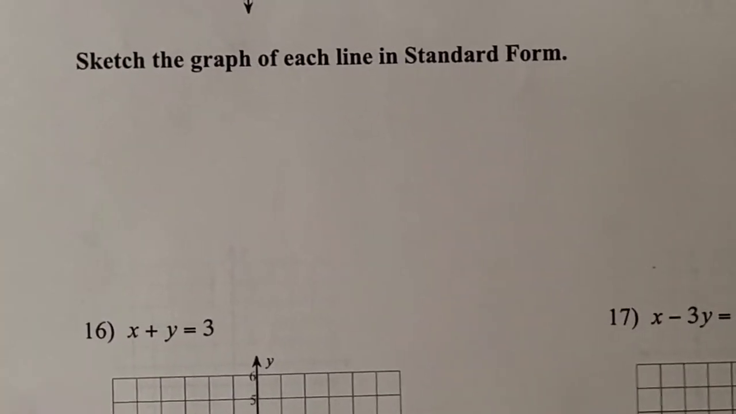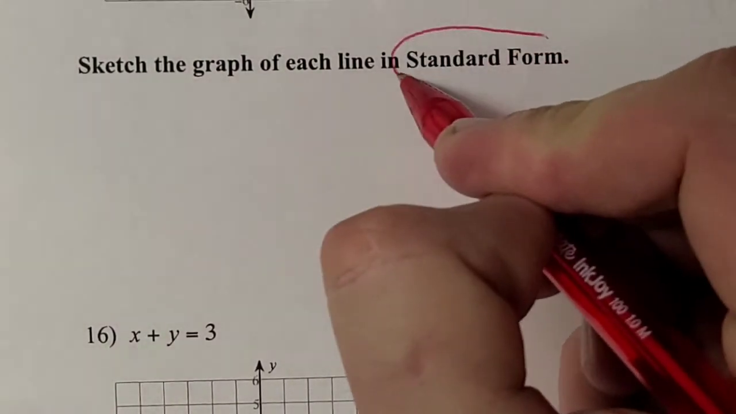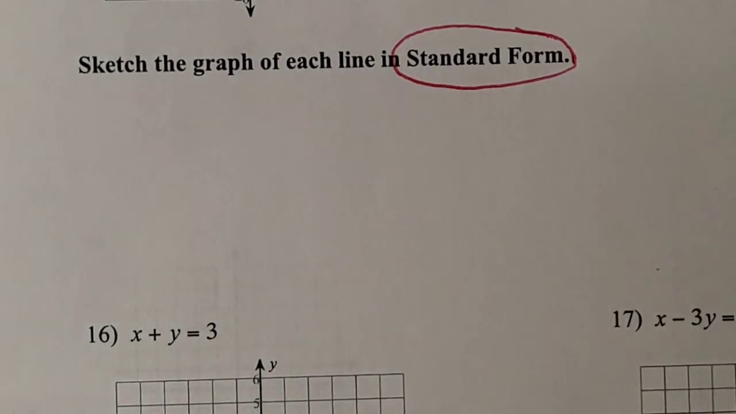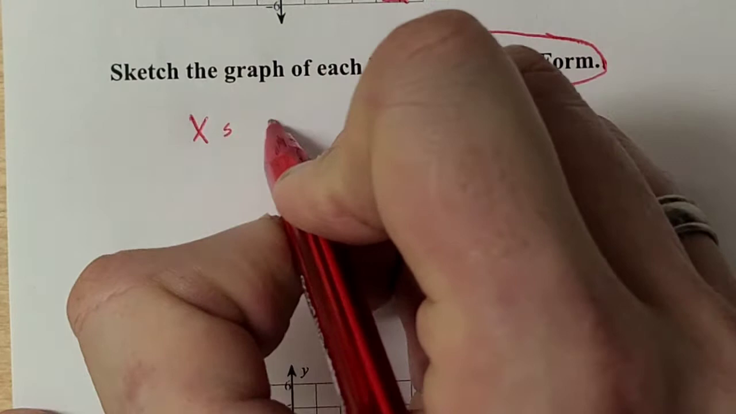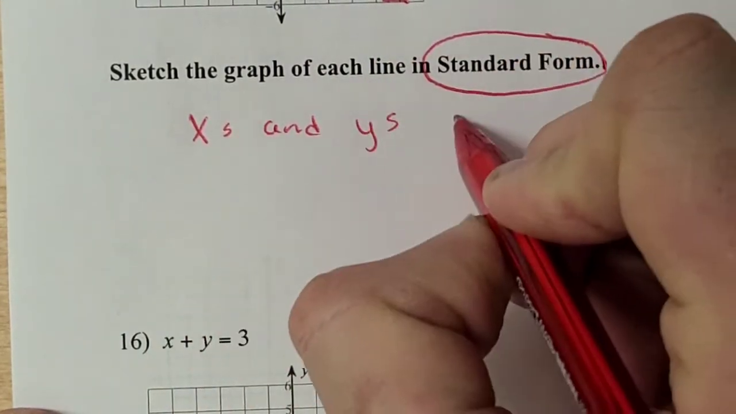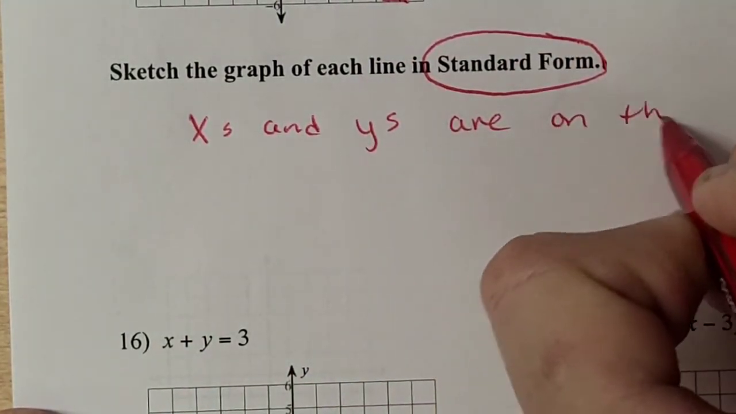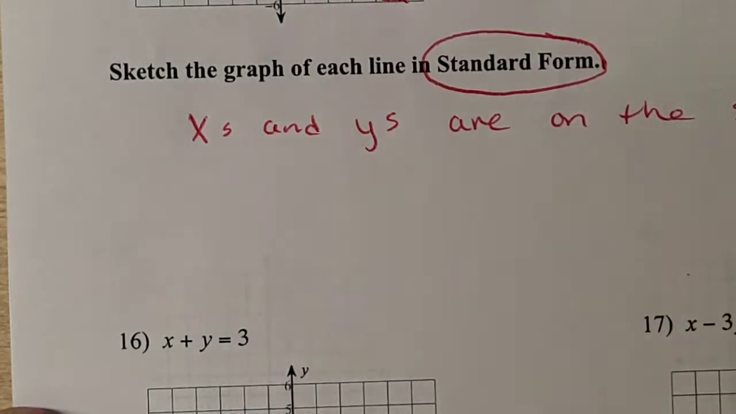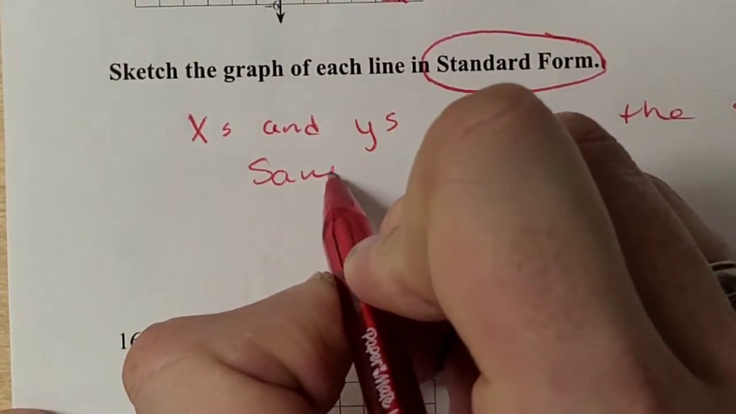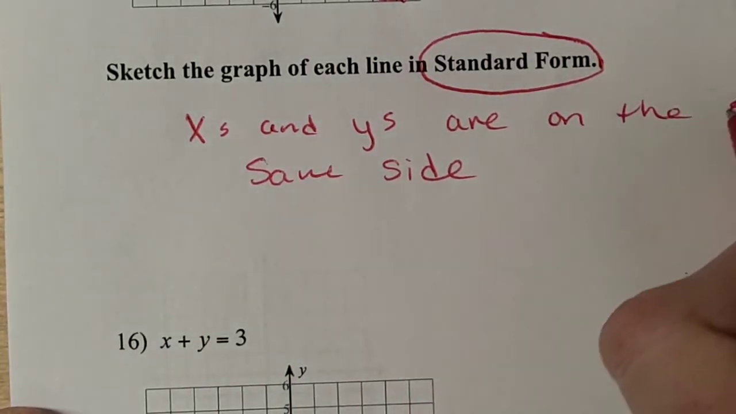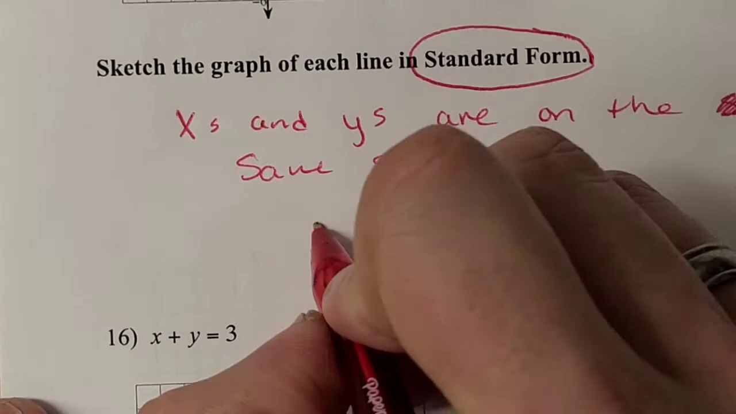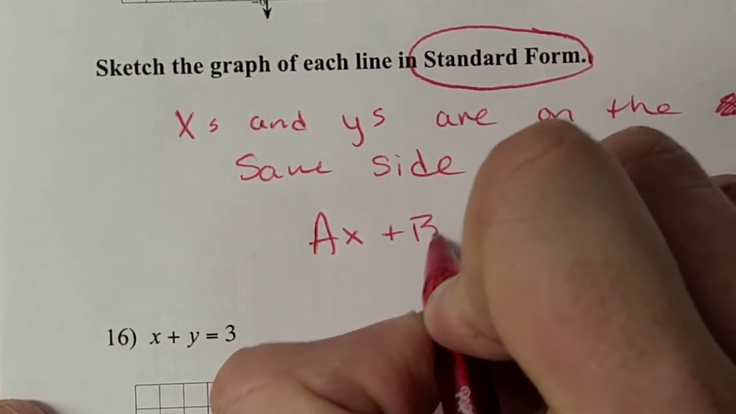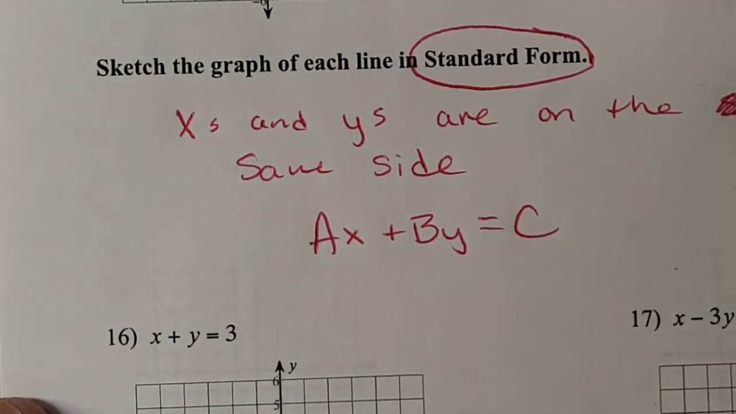First of all, these are written in what is called standard form. I don't know if you've seen this before, but standard form just means the x's and y's are on the same side. Let's make sure you can see that. X's and Y's are on the same side. Now, let me show you that the technical form looks like this: AX plus BY equals C. Now, A, B, and C can just be any random number.